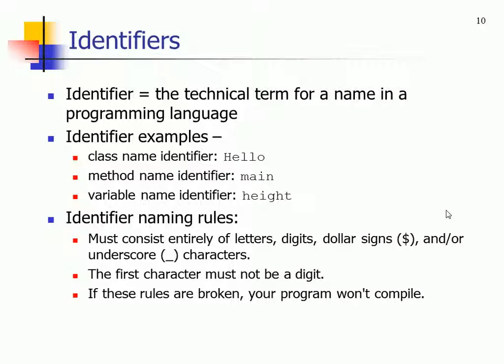Identifiers are a technical term for a name in a programming language. We have class name identifiers, method name identifiers, variable name identifiers. So it's just something you name. When you're naming something, like a variable such as height down here, there are a couple of rules. It must consist entirely of letters, digits, dollar signs, and or underscore characters. Do you see spaces on that list? No. How about asterisks? No. So you can have letters, digits, dollar signs. Let's go create one.